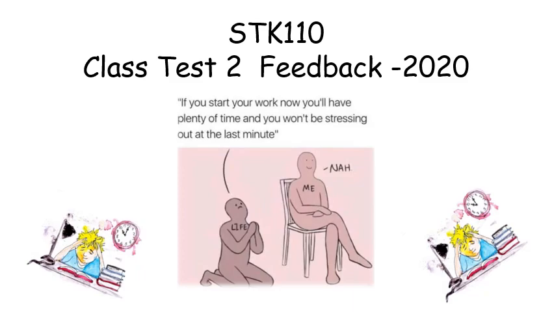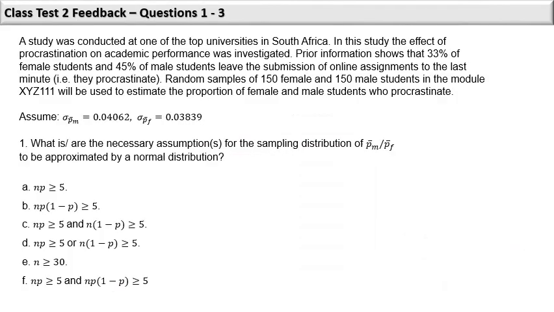Now, for this test, the first question, we are given the following information. A study was conducted at one of the top universities in South Africa. In this study, the effect of procrastination on academic performance was investigated. Prior information shows that 33% of female students and 45% of male students leave submission of assignments to the last minute. That is, they procrastinate.